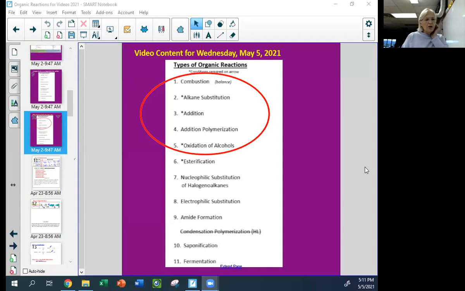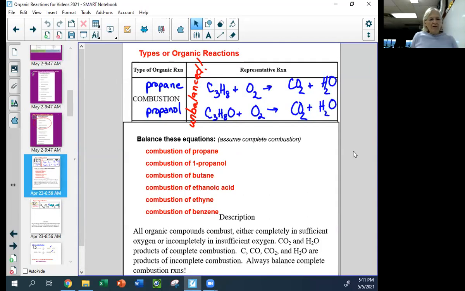So today I'm going to be looking at combustion, alkane substitution, addition, addition polymerization, and oxidation of alcohols. I've already done this with one of the 2 classes, but not with period 4 or 5.